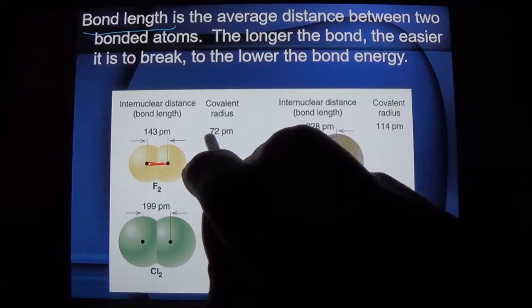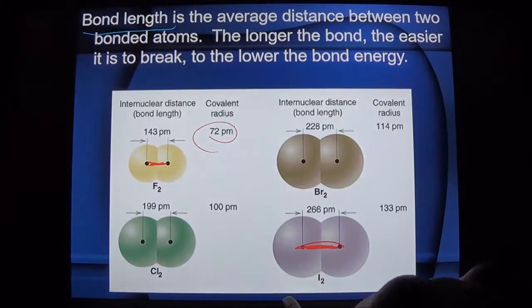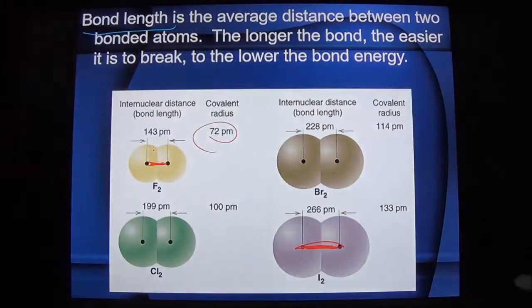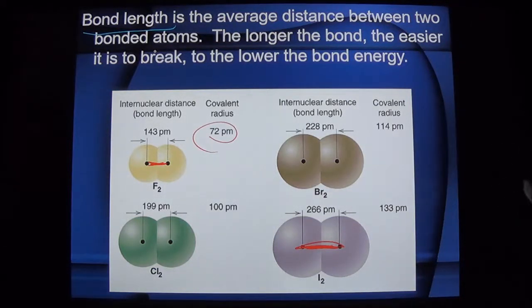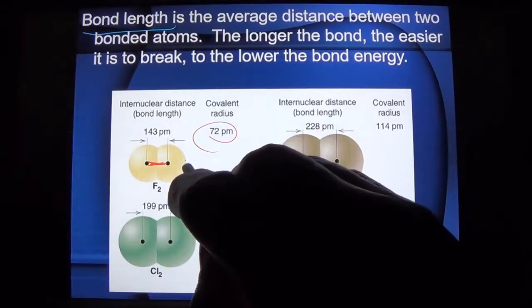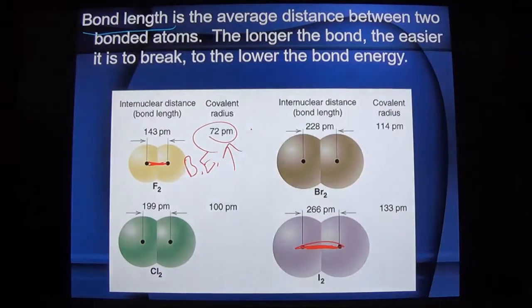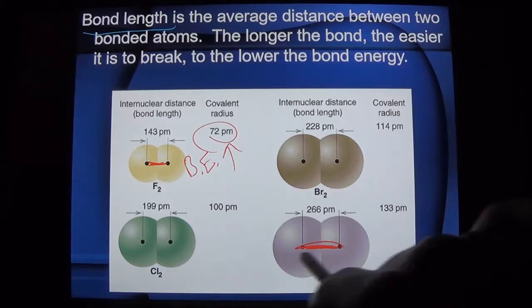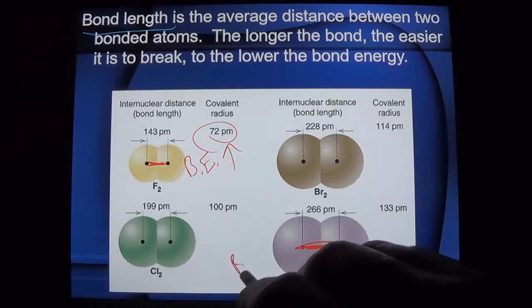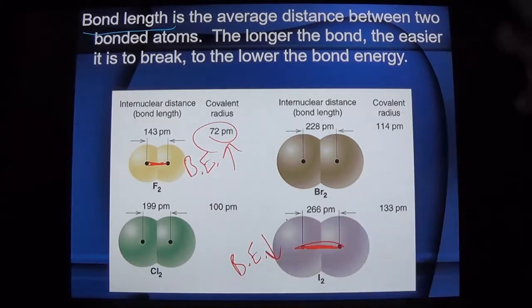So with a covalent radius being smaller, that is the bond length being smaller, a smaller bond length is harder to break. What's that mean about the bond energy? Bond energy is going to be big. And when the bond length is big, the bond energy is going to be small.